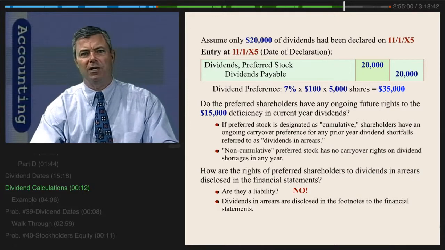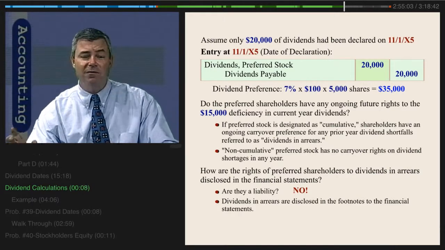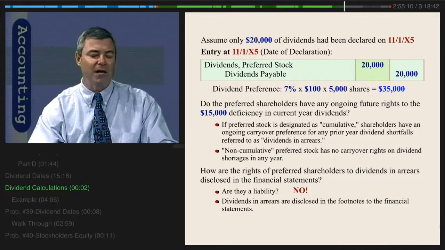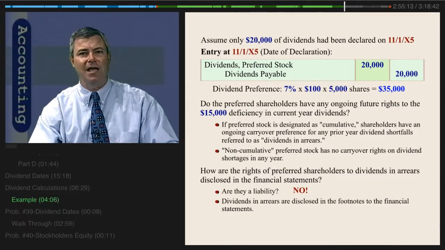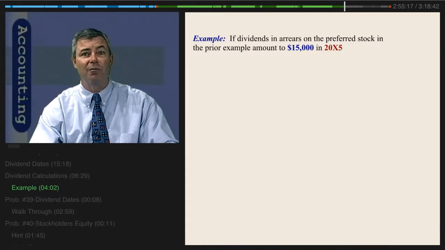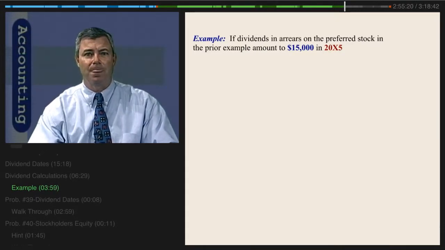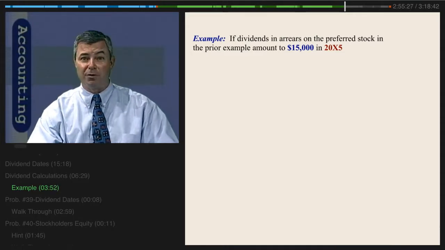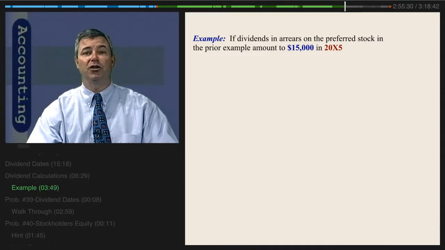Now, let's go through an example here and see how these dividends in arrears on cumulative preferred stock are actually treated and accounted for, to make sure we understand the principles taught. Let's take an example and say that, given this prior example, the arrears on preferred stock amount to $15,000. And by the way, if there are dividends in arrears, was the preferred stock cumulative or non-cumulative?